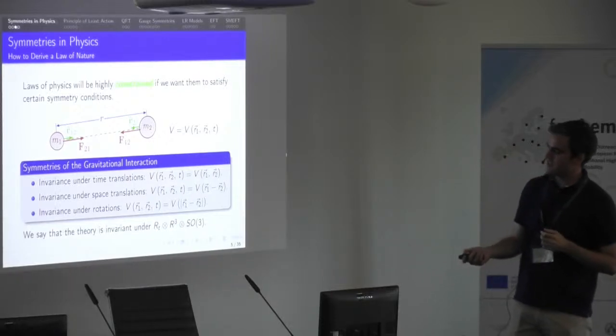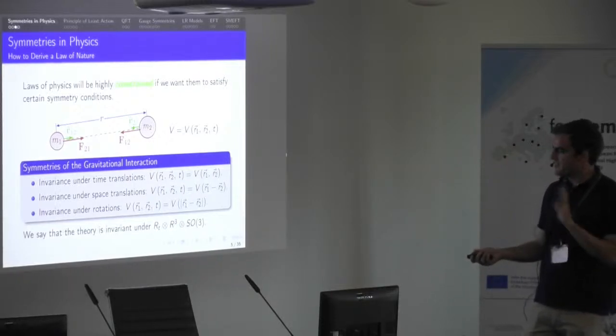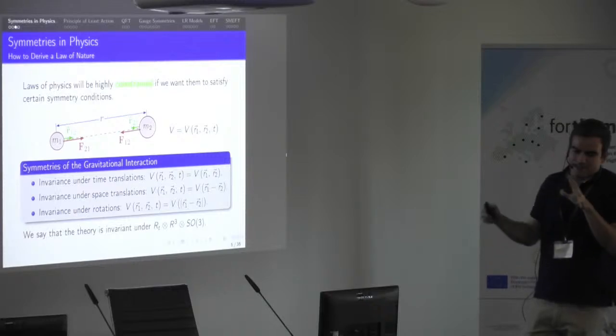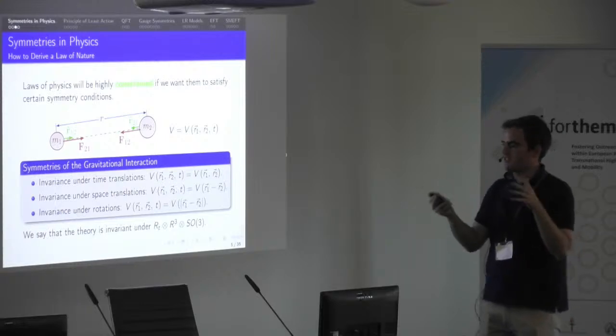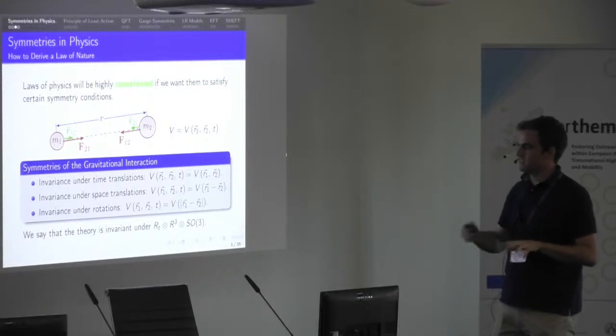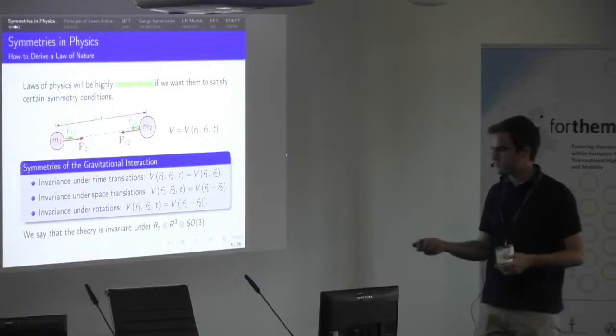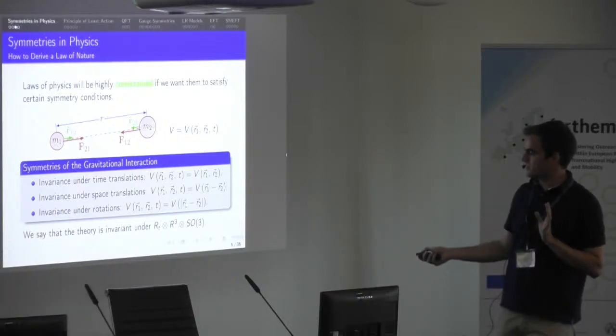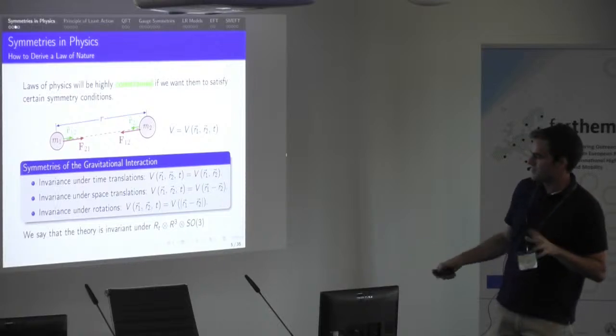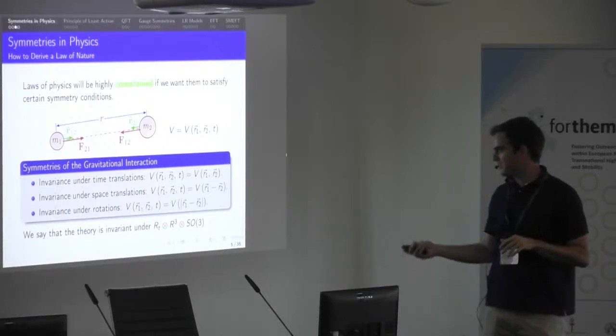So we say that this theory is invariant under this thing here. And it is just a name that we use in mathematics. R_T means invariance under time translations. R^3 is invariance under space translations. And SO(3) stands for rotations. And that's all. Probably you have seen something similar when you see the equations of the standard model.